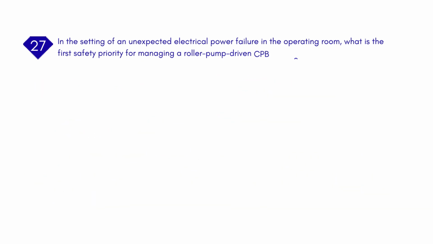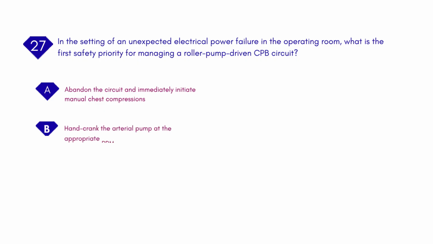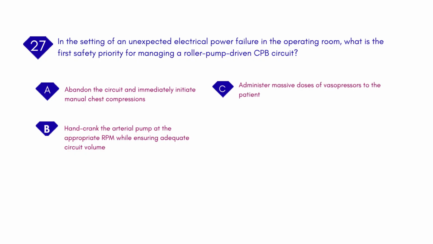In the setting of an unexpected electrical power failure in the operating room, what is the first safety priority for managing a roller pump-driven CPB circuit? A. Abandon the circuit and immediately initiate manual chest compressions. B. Hand crank the arterial pump at the appropriate RPM while ensuring adequate circuit volume. C. Administer massive doses of vasopressors to the patient. D. Drain the venous reservoir completely into the patient.